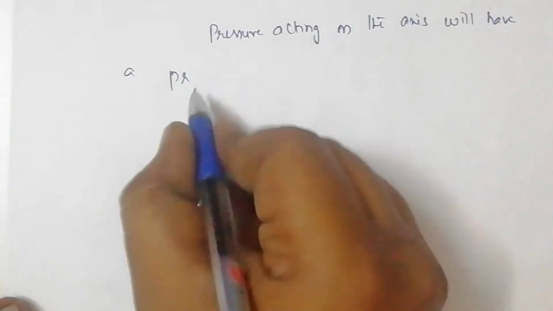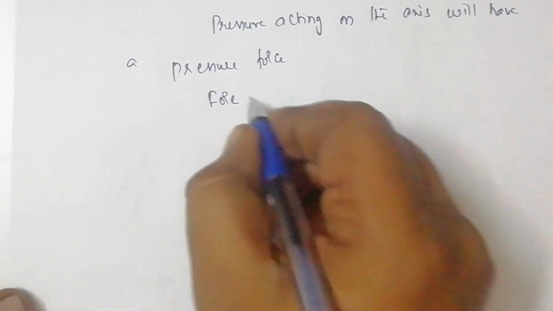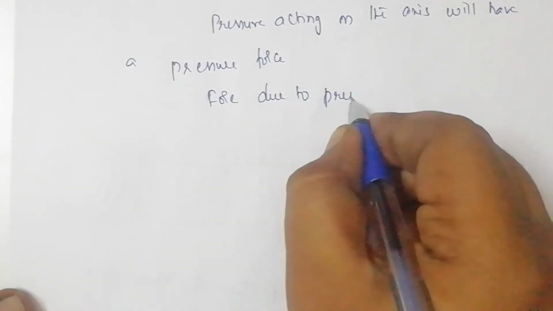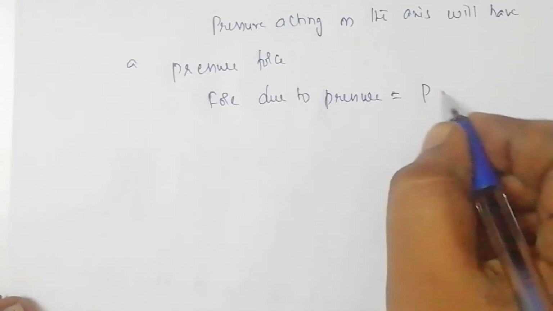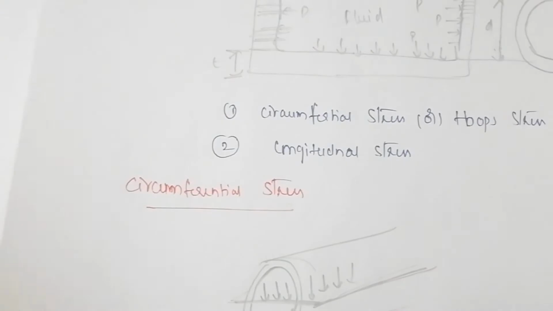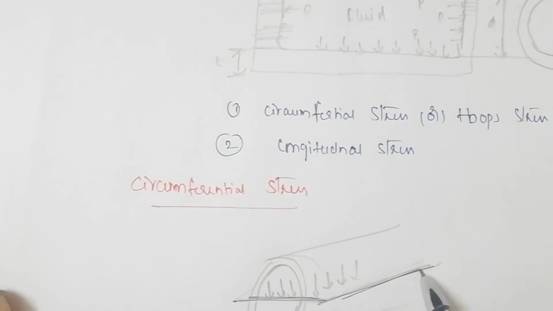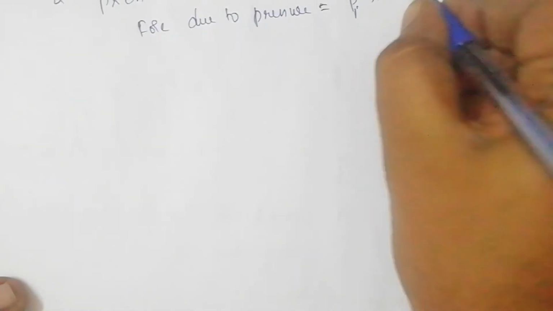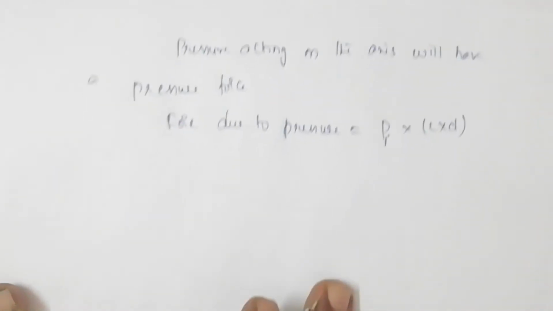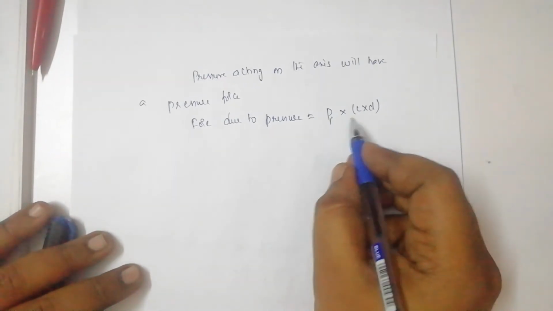Because of that pressure acting on the axis, we will be having a pressure force, that is force due to pressure is equal to pressure, internal pressure Pi, we write generally Pi, into, now see on which area it is acting. So the pressure is acting on this area, this is your diameter on this whole surface, and this is acting for a length of L meters. So the pressure is acting on a length of L into diameter d. So L into d. So pressure Pi into L into d.